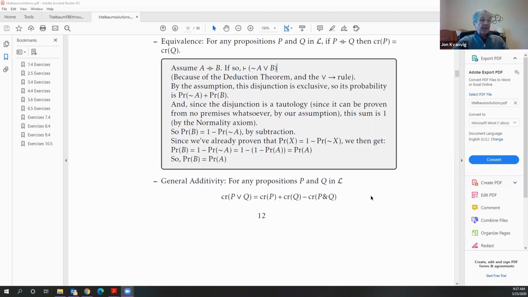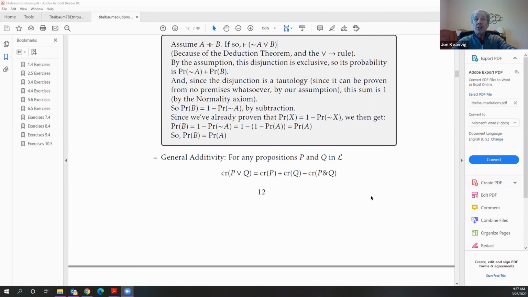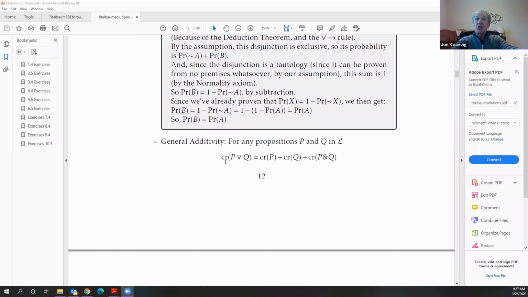Okay, general additivity is not going to be on the take-home final. So here's the general rule for dealing with disjunctions when they aren't mutually exclusive. If they are mutually exclusive, you can just add. If they're not mutually exclusive, you first add and then subtract the combination of the two.